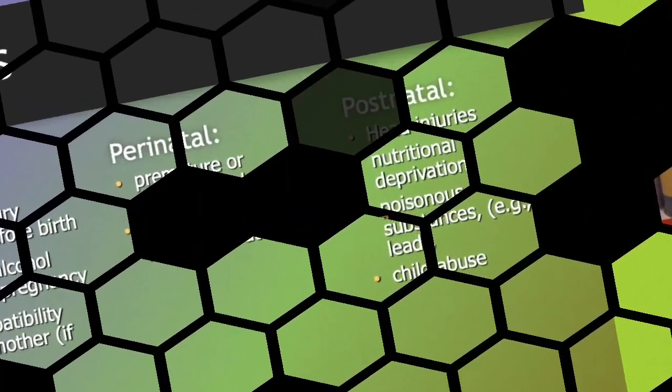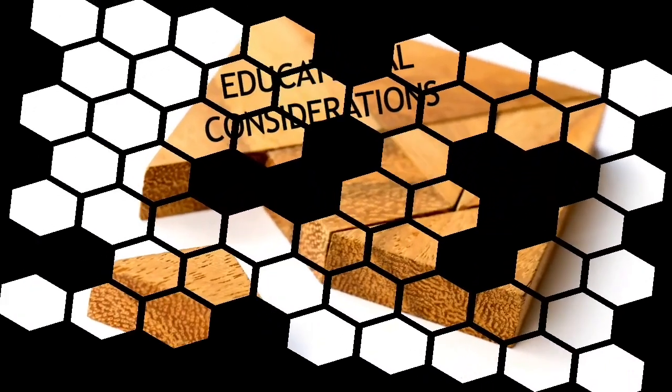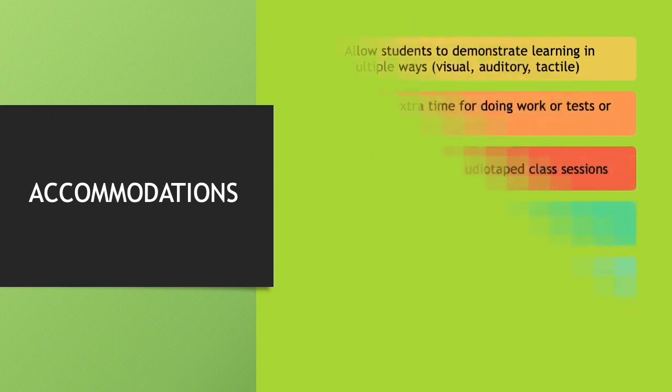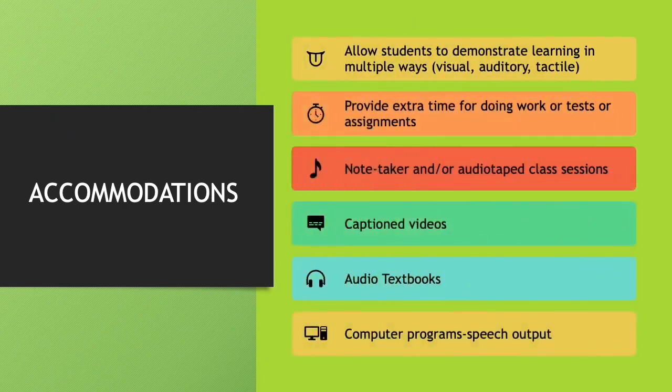A few accommodations to help children with learning disabilities include allowing students to demonstrate learning in multiple ways, such as visual, auditory, or tactile. Provide extra time for doing work, tests, or assignments. Having a note taker or audio taping class sessions. Captioned videos, audio textbooks, and computer programs that provide speech to text or any type of speech output.